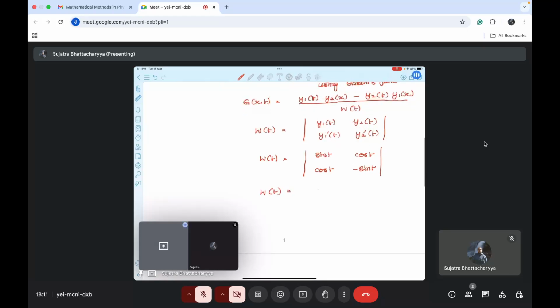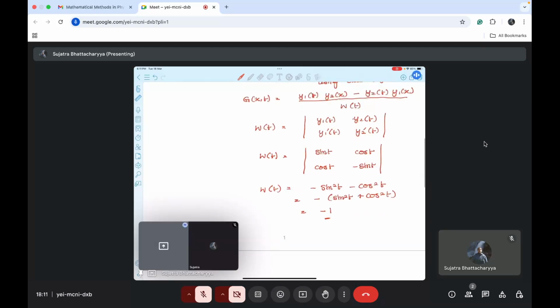So what will it be? Minus sin square t minus cos square t. That gives you minus (sin square t plus cos square t). Right? This gives you minus 1. Alright, so the Wronskian is calculated, and it is a constant function. We can see it. Now we have to calculate the Green's function here.